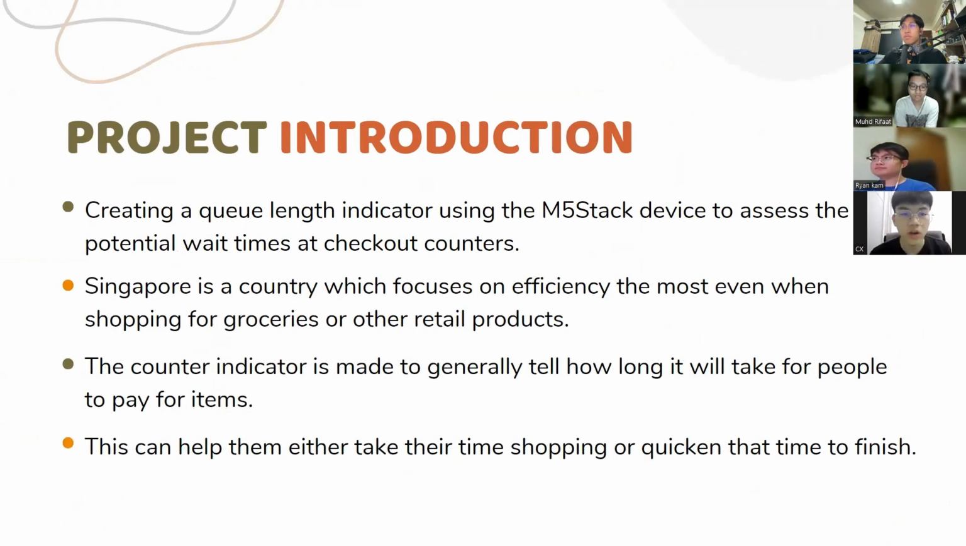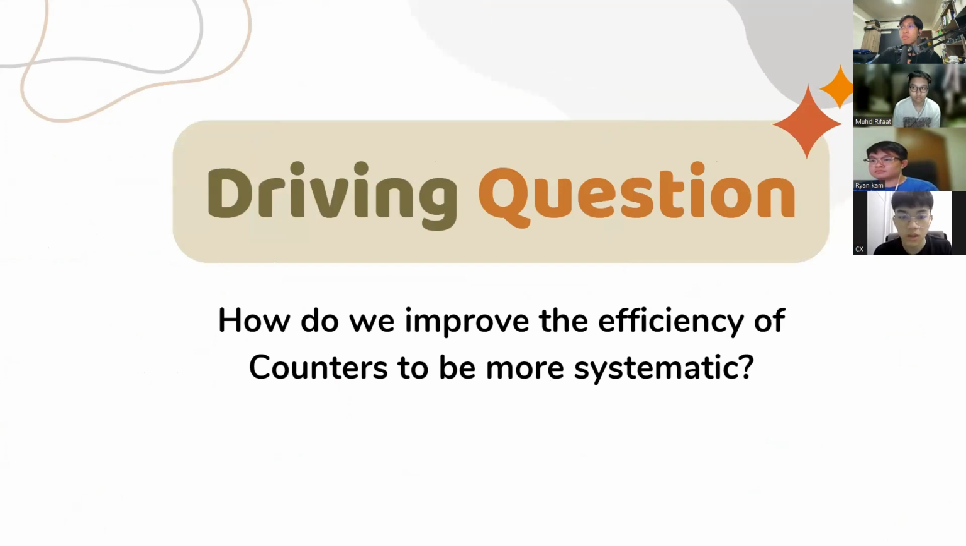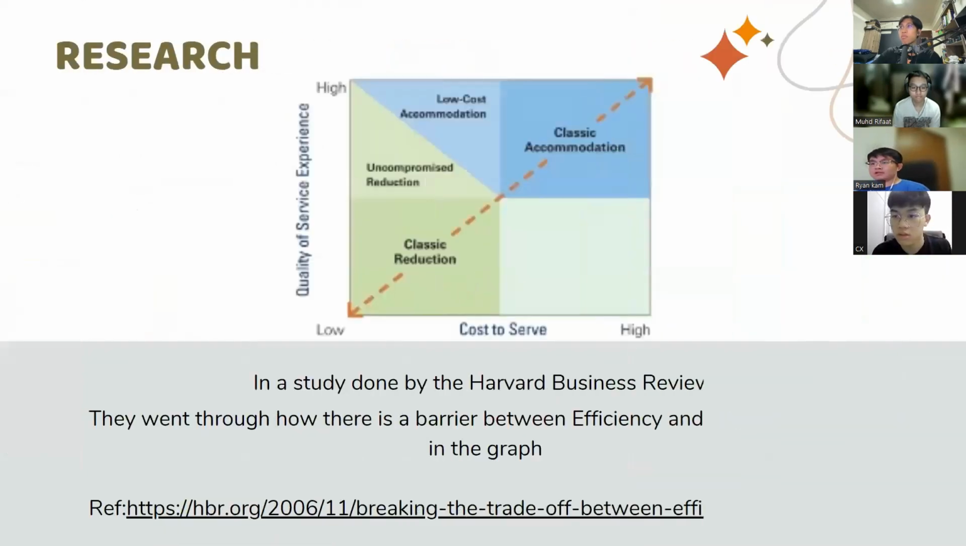Okay, so for our project introduction, it's more of why we think that the queue time tracker is needed and how it works. Our queue time tracker is there to let customers know how much longer they have to queue. Therefore, they can decide whether they want to continue shopping or go and start queuing. Our driving question is: how do we improve the efficiency of the counter to make it more systematic? Now on to research.